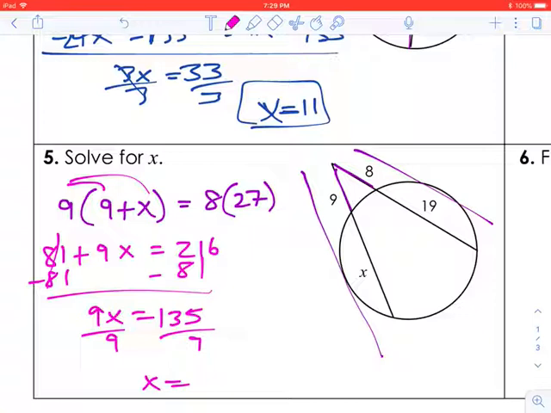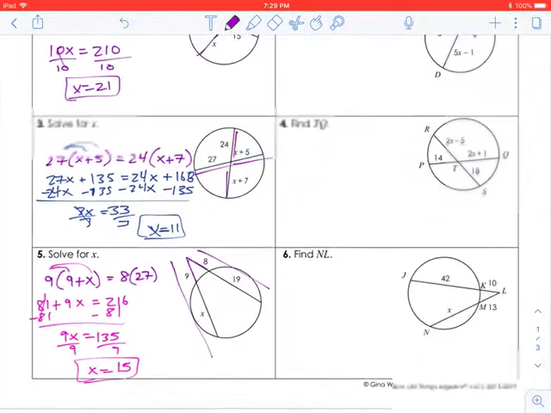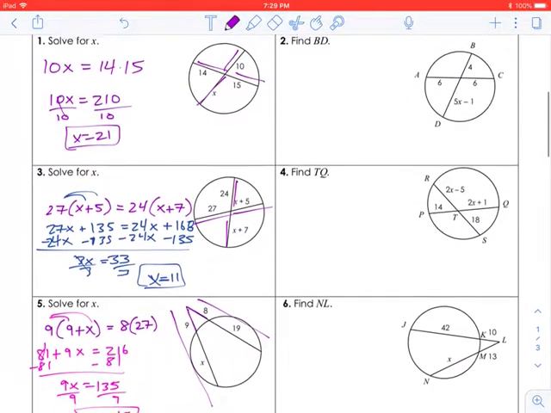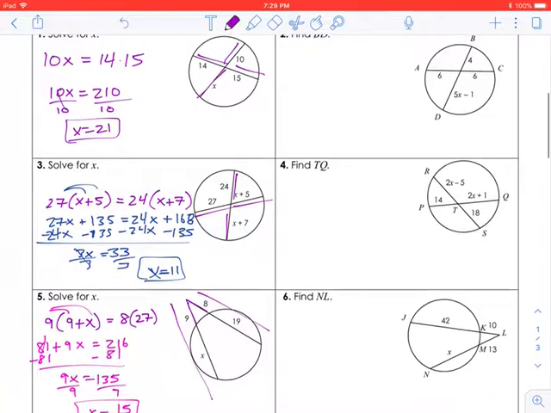135 divided by 9 is 15. And it did say solve for x, so we're done. Okay? So on the other side, you were doing the same stuff, you just got to make sure to plug it in to find what they're looking for.